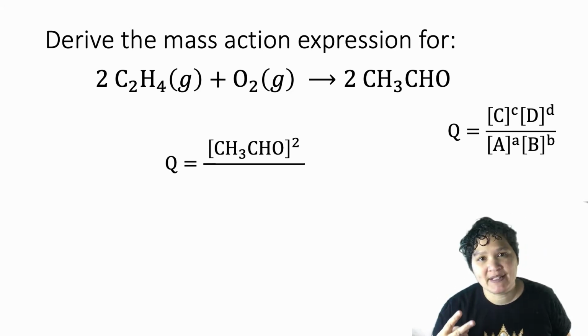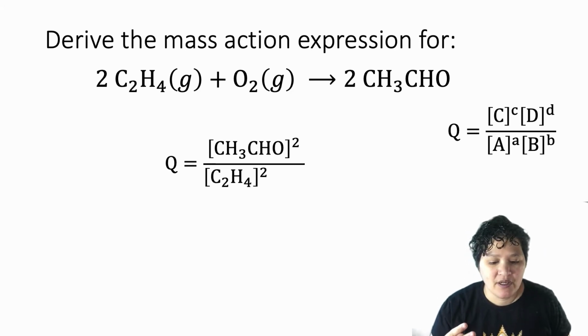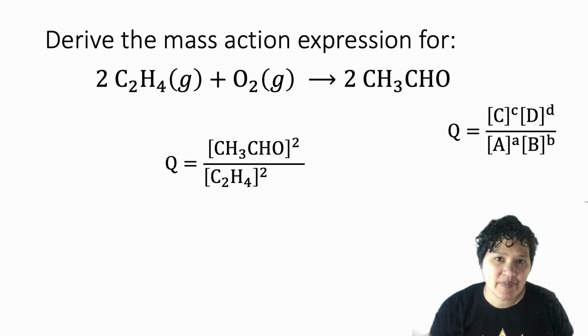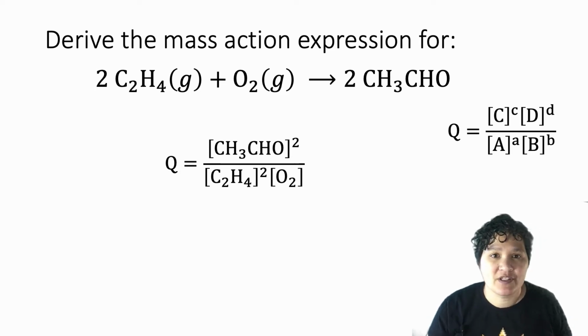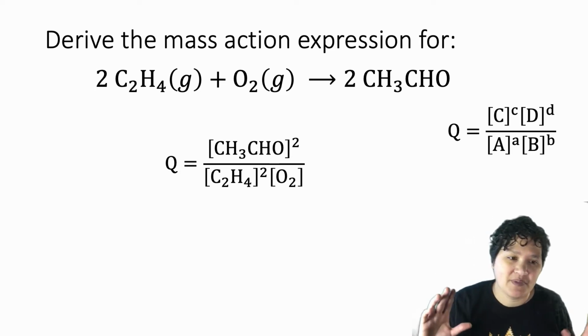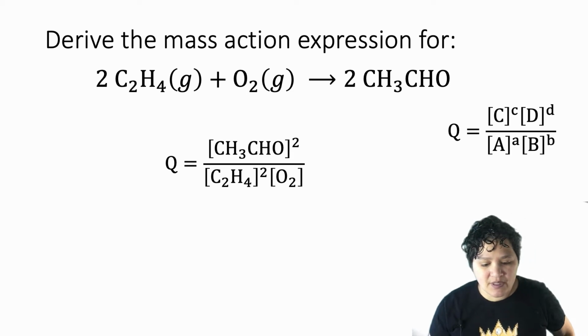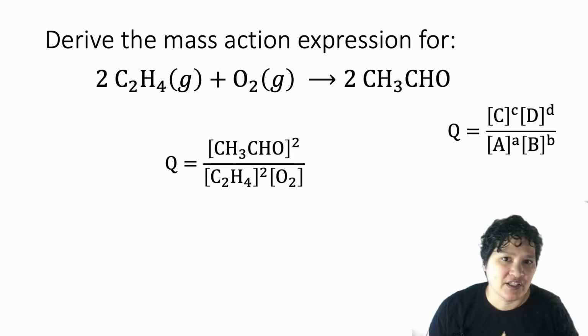And remember, we have two reactants, so we should have two terms down there. We should have the ethene term, which is raised to the second power because we have two of those in the balanced equation. And then we have oxygen raised to the first power, which means I could just leave off the coefficient. So that is the mass action expression.